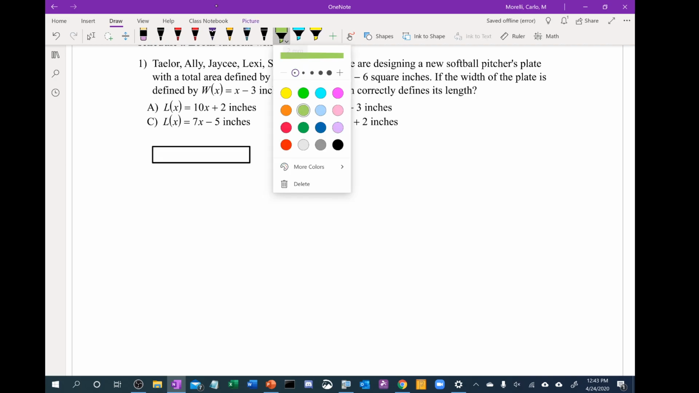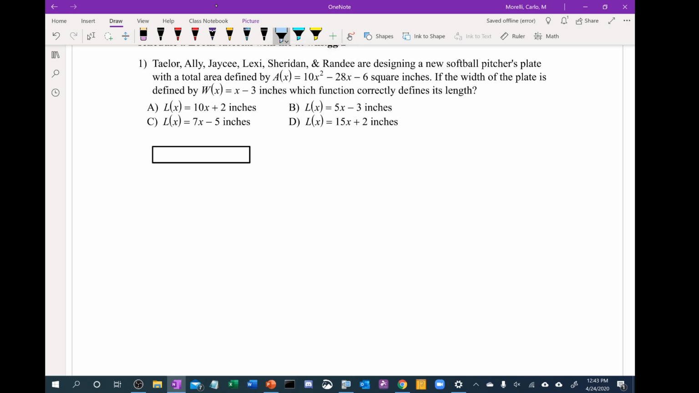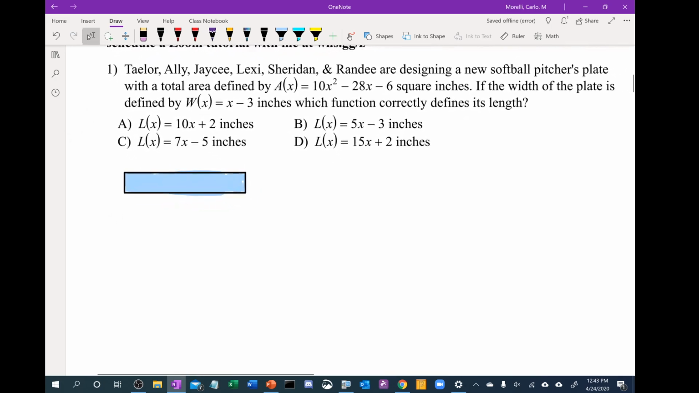And we're actually given a piece of information here. We're told that the total area, that would be this filled in region here, of the pitcher's plate is defined by this function A of x. So we can say, let me zoom in here a little bit, that A of x equals 10x squared minus 28x minus 6.